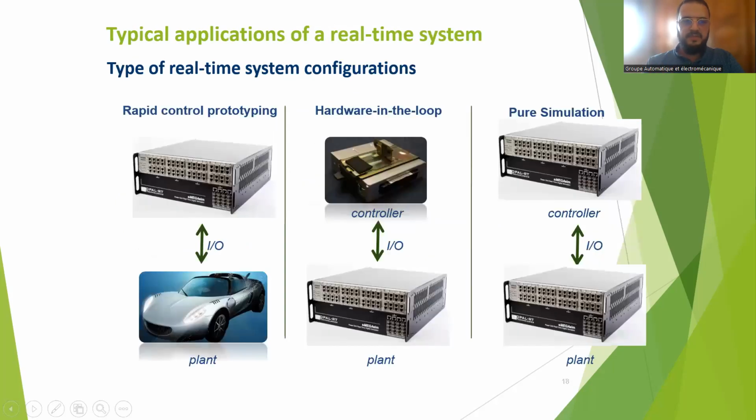We have three main types of real-time system configuration: pure simulation, where we have the controller and the plant in the real-time simulation, and hardware in the loop, where the controller is real and controls the simulated plant. And for rapid control prototyping, the instrument, the RT-LAB, controls the plant.